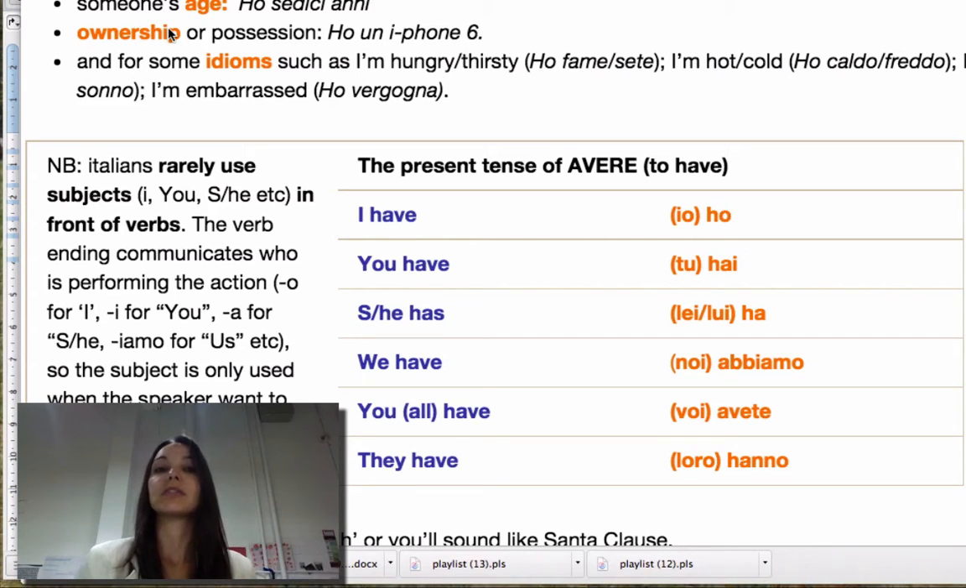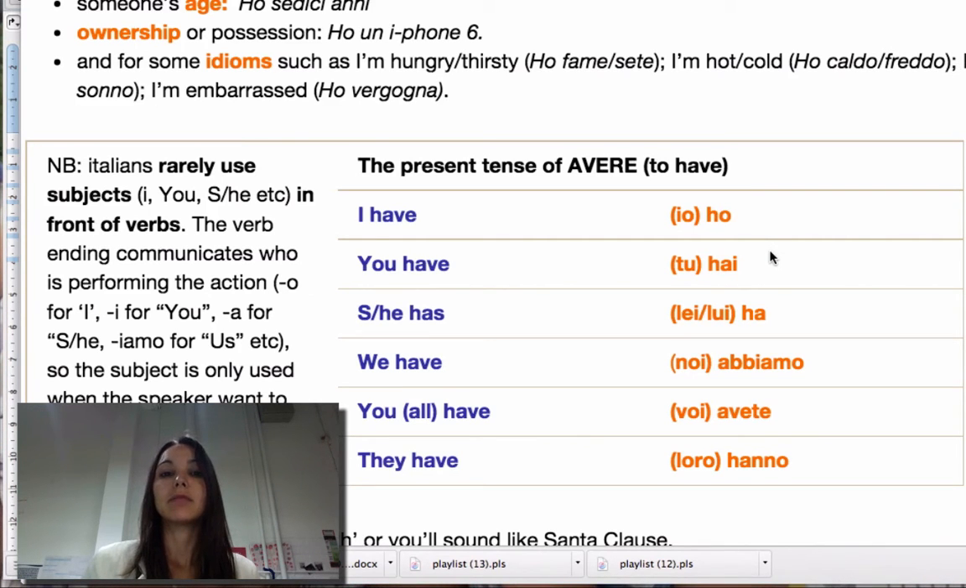The verb avere is also used with some idioms, such as I'm hungry, ho fame; I'm thirsty, ho sete; I'm hot, ho caldo; I'm cold, ho freddo; I'm tired or sleepy, ho sonno; and I'm embarrassed, ho vergogna. Many others, of course.